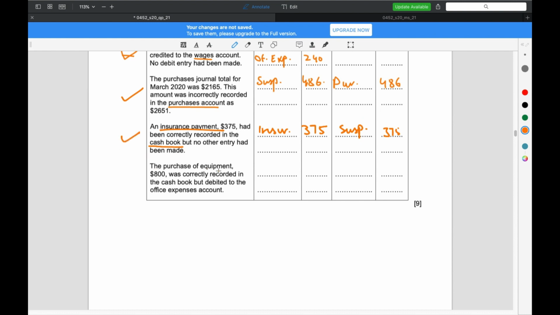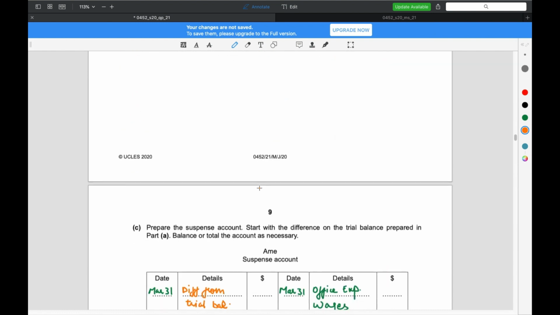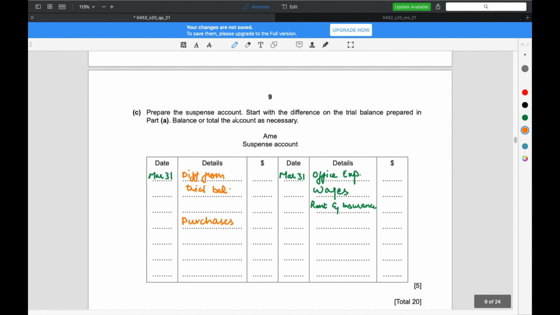All right. The purchase of equipment, $800, was correctly recorded in the cash book but debited to the office expenses account. The office expenses account is a debit account because it's an expense. So to cancel this effect, we just have to credit the office expenses account by $800, and then debit the equipment account by $800 again. So no suspense account needed here. As simple as that.